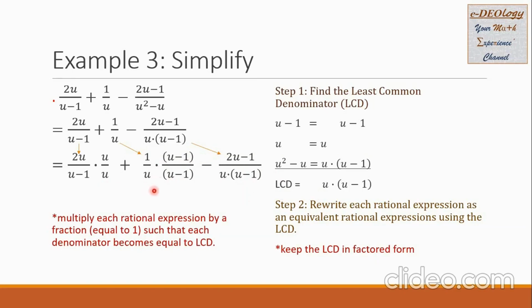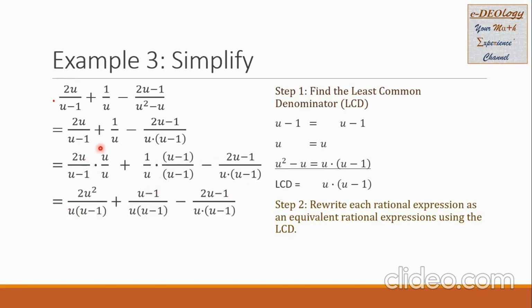So let us now multiply the corresponding factors. In our first group here, the 2u times u will be 2u squared. The denominator now becomes equal to the LCD. For our second group, 1 is multiplied by u minus 1. Same u minus 1 will come, and the denominator becomes the LCD. And then minus, we will just copy the third rational expression.